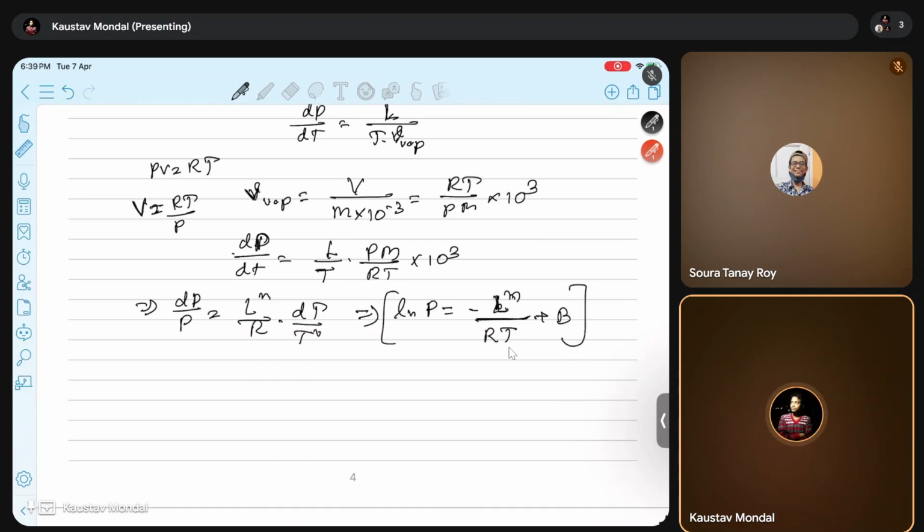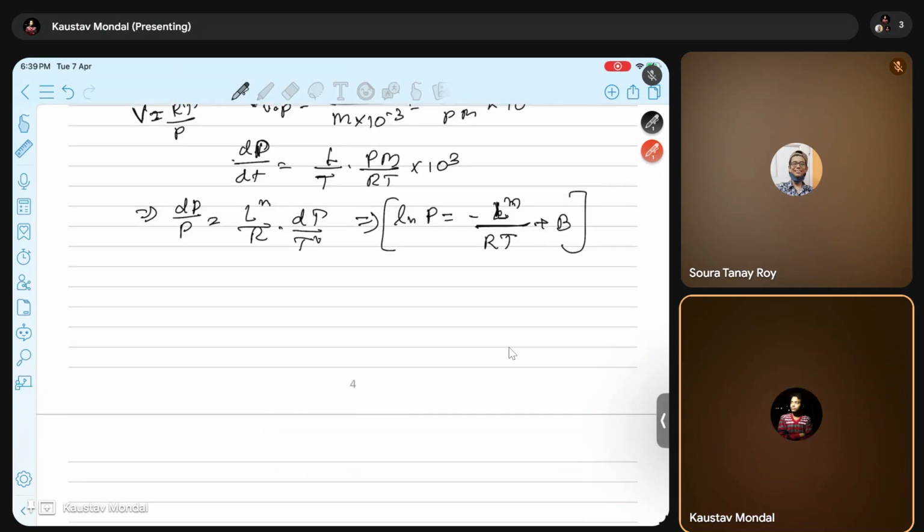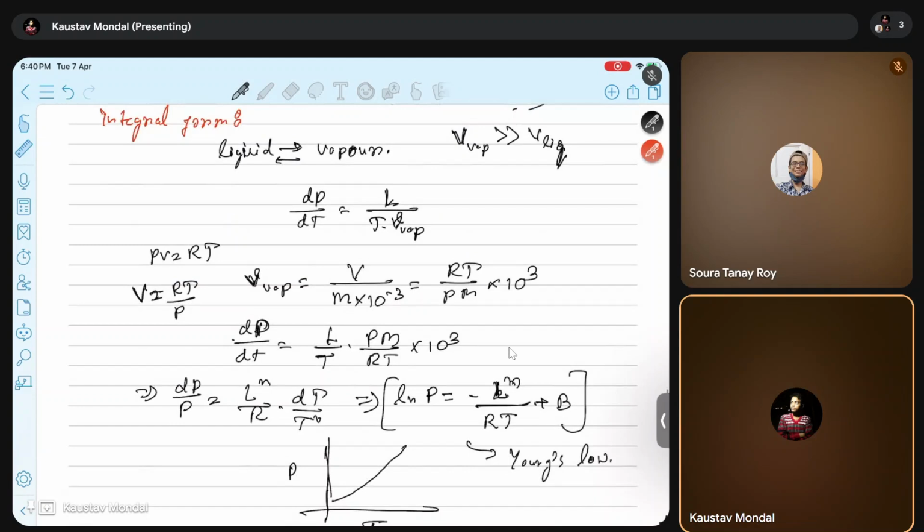So this graph basically tells you, if you plot it in a P and T diagram, you will get some kind of a phase diagram, for the case of an ideal gas. And this law is known as Young's law. This is one of the integral forms of the Clapeyron's equation.